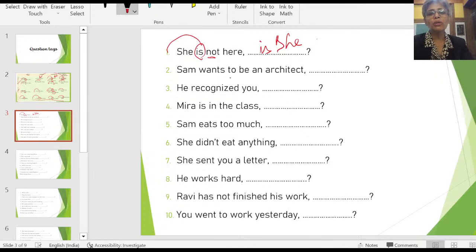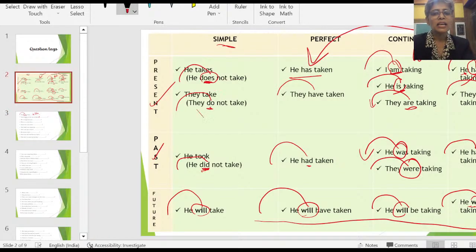Okay, Sam wants to be an architect. Now this is a positive sentence. So it will become negative. Sam wants, doesn't he? So remember, Sam wants. So wants is coming in the group of simple present.